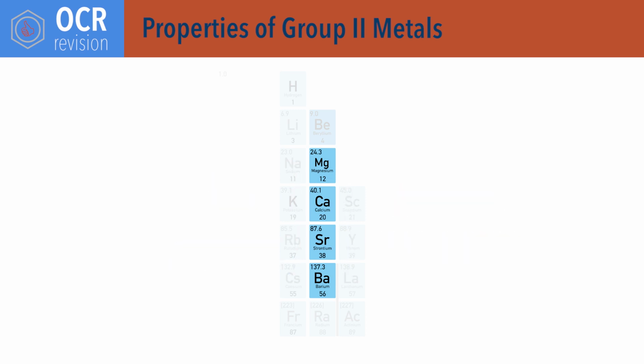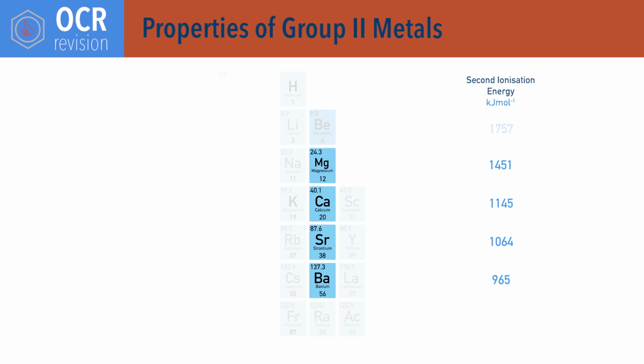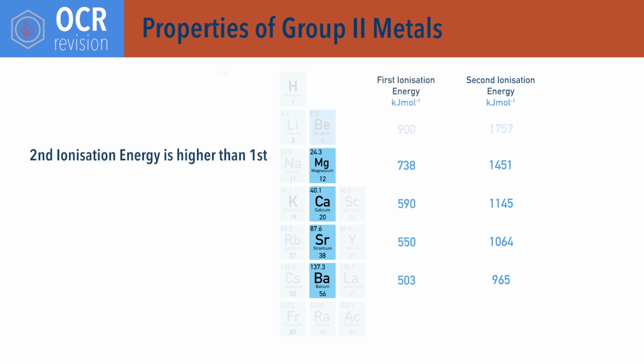The second ionization energy of the group 2 metals also decreases down the group, for the same reasons as for first ionization energy. The atoms get larger and there is more inner electron shielding, meaning outermost electrons are held less tightly. The second ionization energy for each metal is higher than its first ionization energy, however, as a negatively charged electron is being removed from a positively charged ion, meaning more energy is required to remove it.